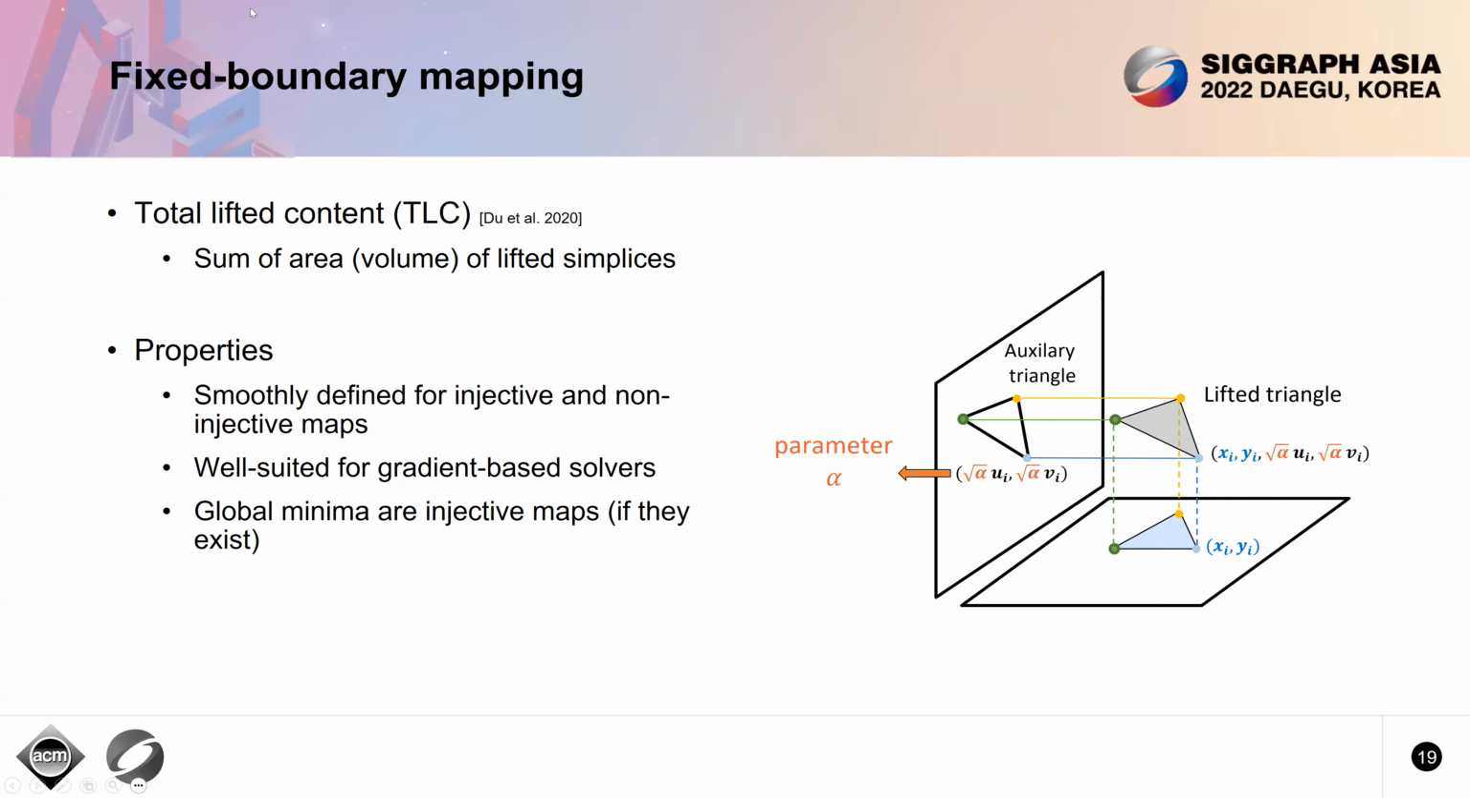We can prove that for sufficiently small alpha, the global minima of the TLC energy are only achieved by injective maps, if such maps exist. Although global minima are unlikely to be reached, since the TLC energy is not convex, we find that TLC successfully recovers injectivity when tested on large-scale 2D and 3D benchmarks.